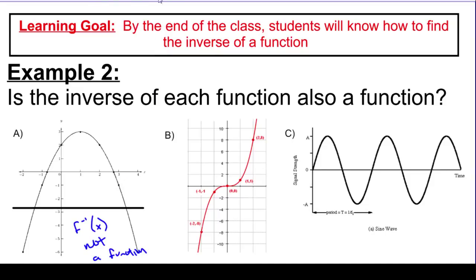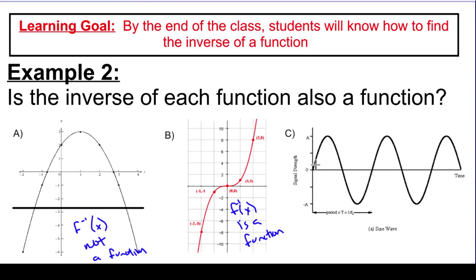So this second one's maybe a little bit deceiving. We have to be careful. This line right here is subtly going up. In this case, draw your horizontal line wherever you want. Even in this spot right here, it's only actually hitting probably right there. It's missing this a little bit above. So this function right here, which is a cubic function, its inverse is a function because this is one-to-one. So in this case, f inverse of x is a function because it passes the horizontal line test.